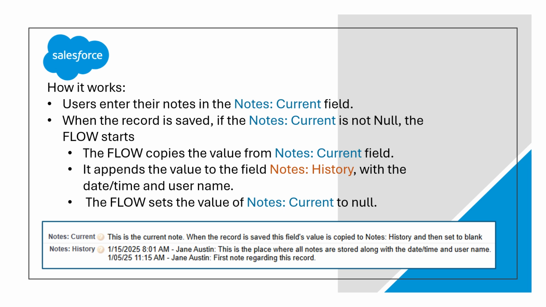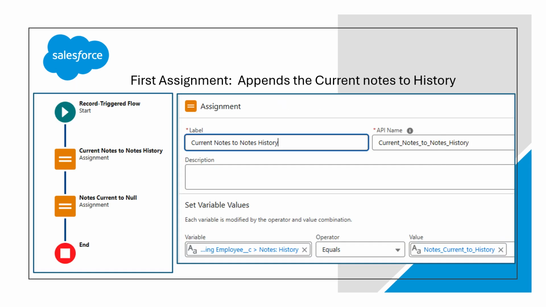The flow is triggered when the record is saved. The flow checks to see if there's a value in the notes current field. If the field is blank, the flow ends. If there is a value in the field, the flow copies the value and appends it along with the date, time, and user's name to the notes history field. It then clears the value from the notes current field, resetting it for the next use.